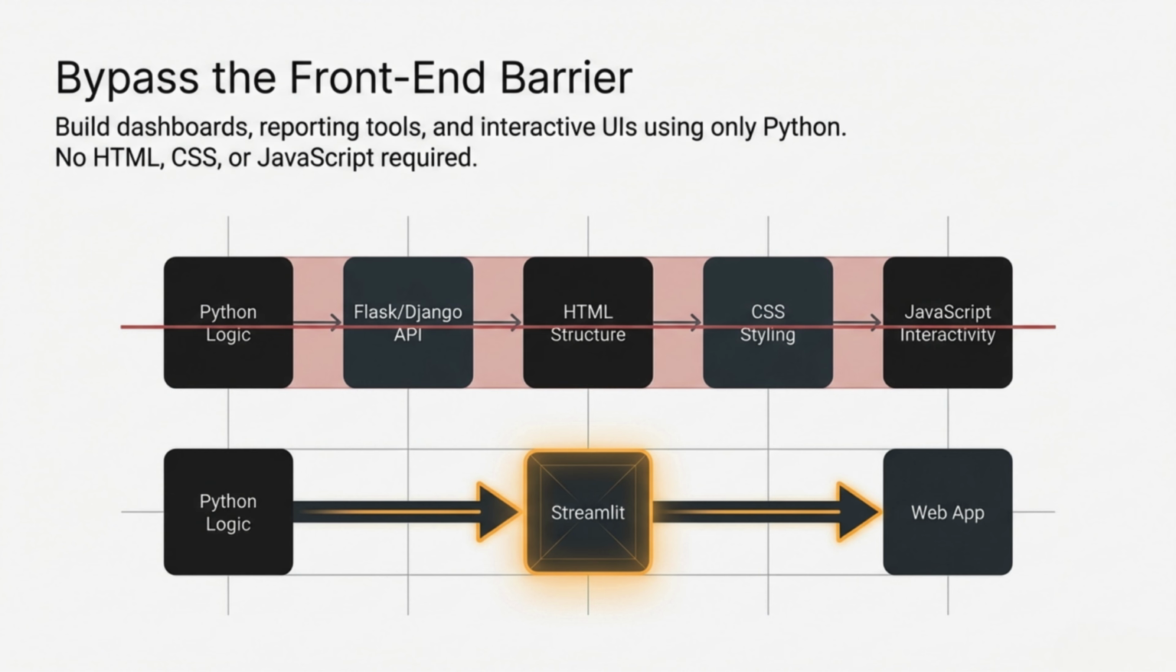Normally, building a web application needs many languages like HTML, CSS, and JavaScript. Streamlit removes this difficulty by allowing us to use only Python. We can focus more on our ideas and data instead of web design. This saves time and makes development easier.